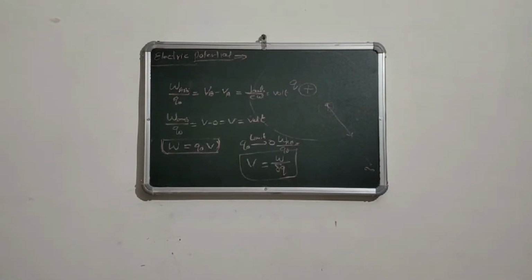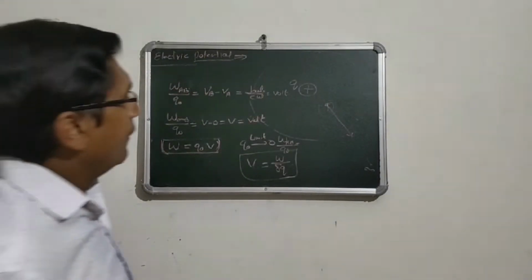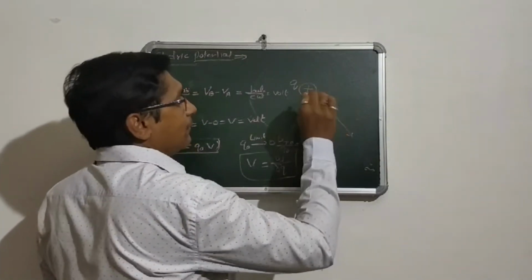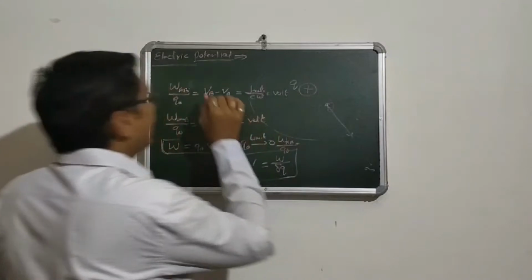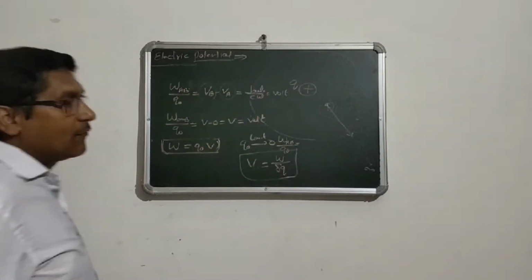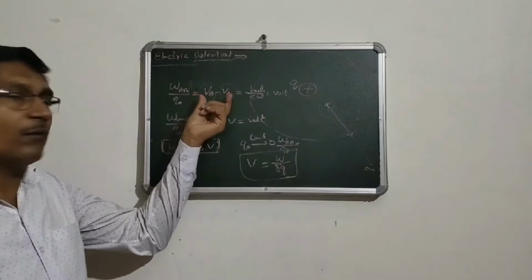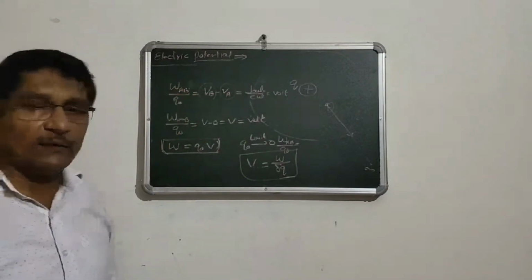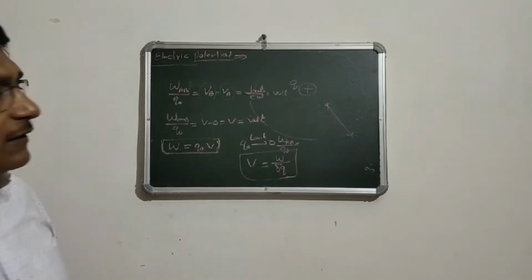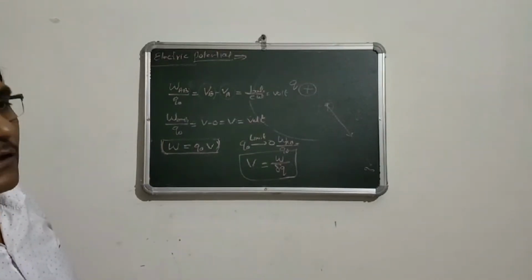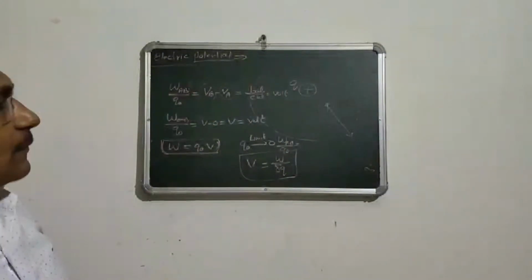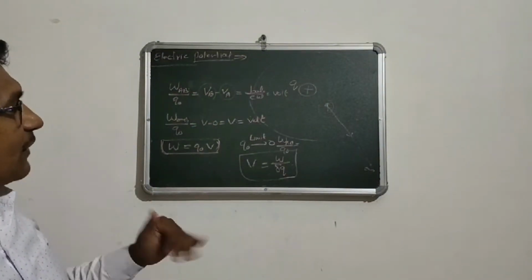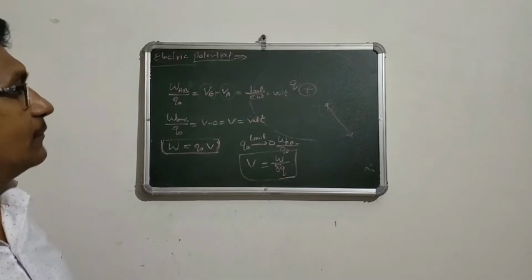And one more thing: what is the work done to bring a test charge in a constant potential? When we bring the test charge in a constant potential, VB and VA have the same values. So the potential difference is 0 between 2 points, then the work done is 0. That means the work done is always 0 when a charge moves in a constant potential.